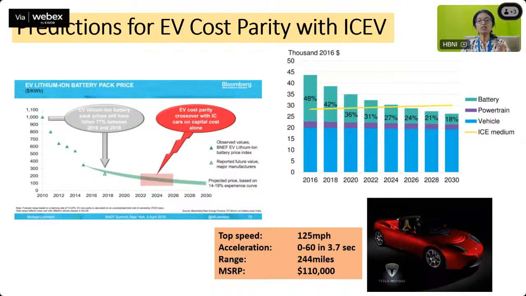So, predictions of EV cost parity with these internal combustion engines. If you see over here in this pink mark, you can see in 2024 EV cost parity crossover with IC cars on capital cost alone. And this has already happened. You can see on Mumbai roads right now, there are so many electric vehicles which are running. So this has already happened.